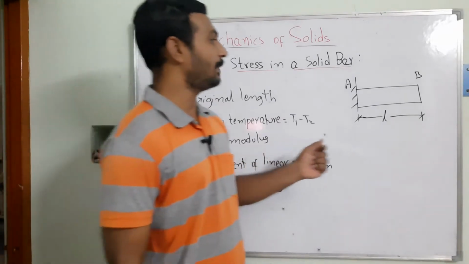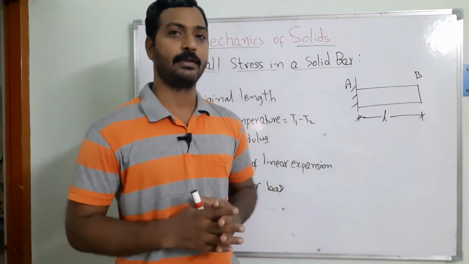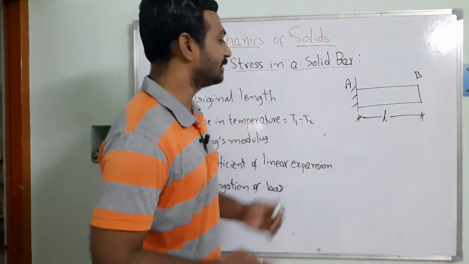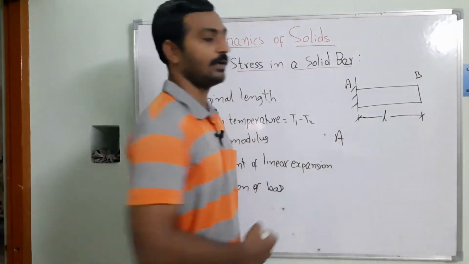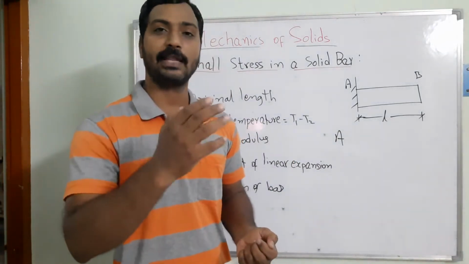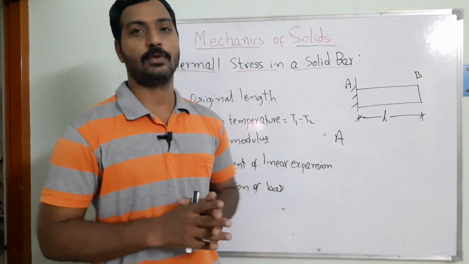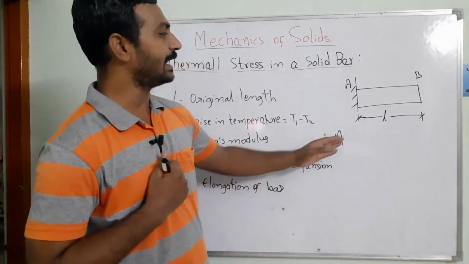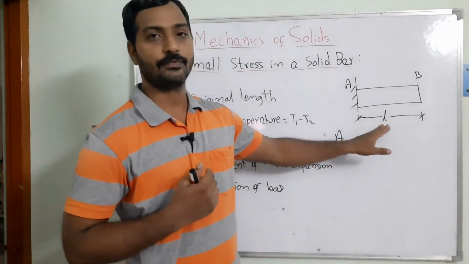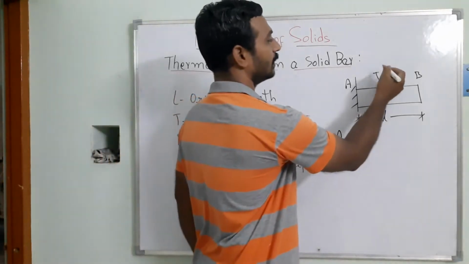End A is fixed and B is allowed to move freely. It has a length L, and it also has a cross section. The cross section may be circular, rectangular, or square, whichever you are comfortable with. L is the length of the member. Then I am going to subject it to temperature.